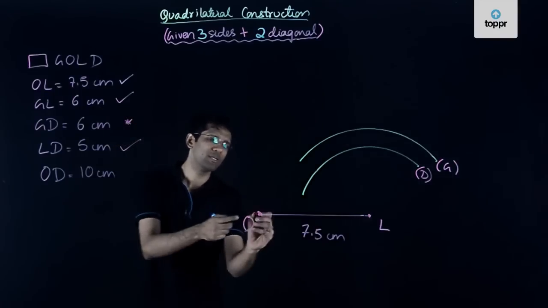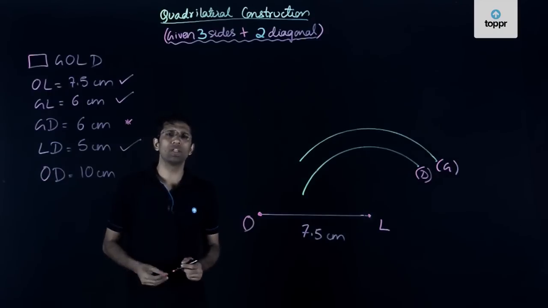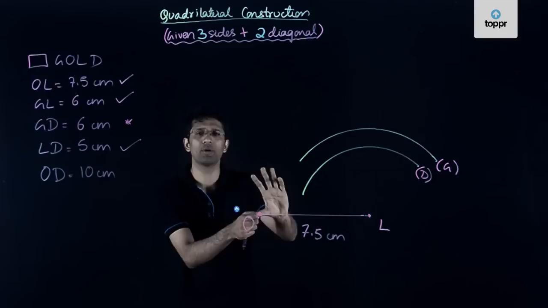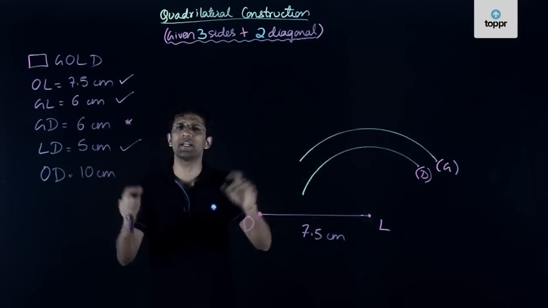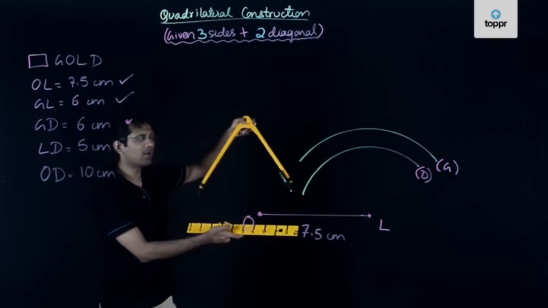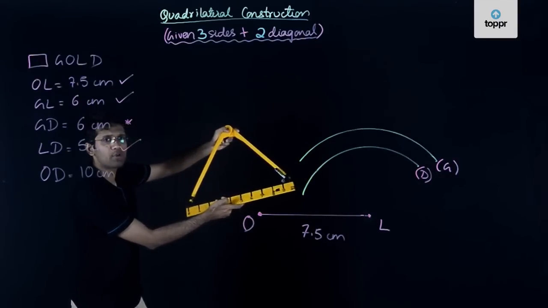Now we know that O is the point over here, and so if we want to find a point D, we know that we can take a radius 10 centimeter and keep the compass at point O and draw an arc of radius 10 centimeter. So let's do that. So again I use my compass and the scale, and I measure a radius of 10 centimeter between the two tips of this compass.